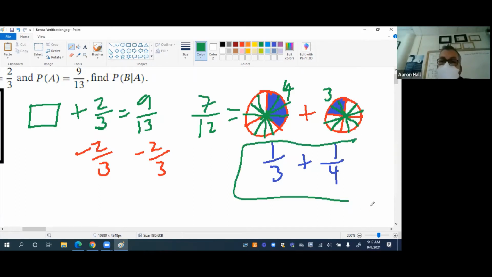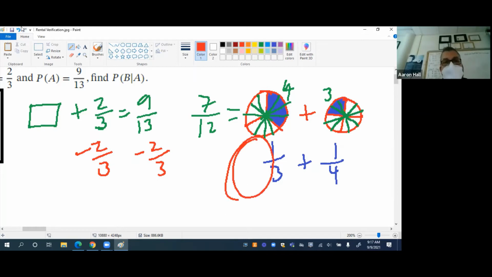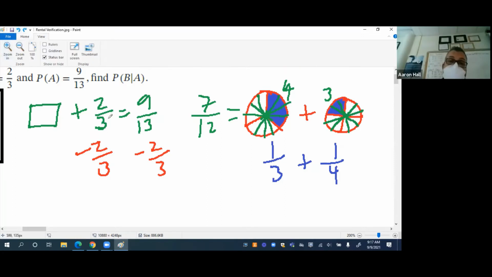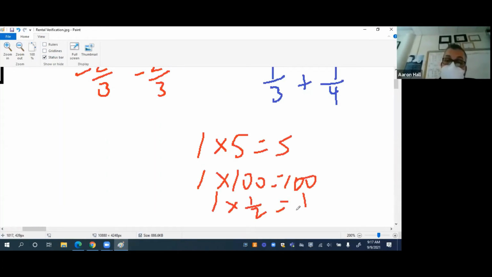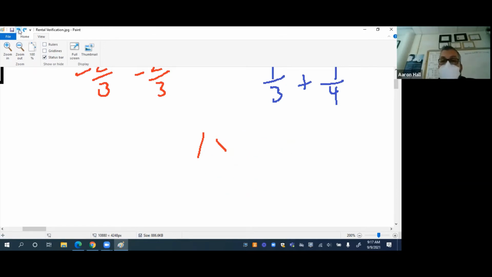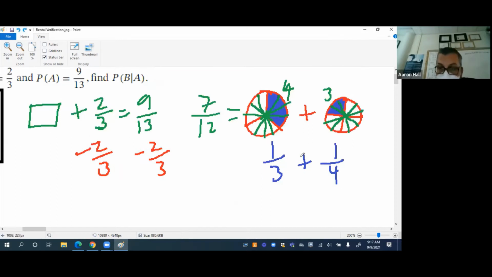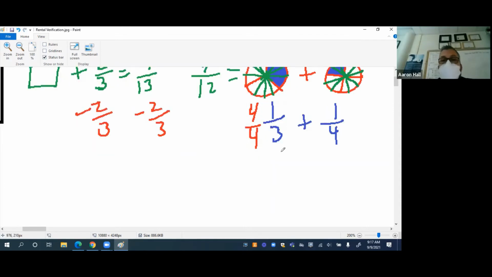How do we do that algebraically? Yeah, so how do we make this 12 over here? Yeah, we're multiplying by 1. And the cool thing about multiplying by 1 is it doesn't change the quantity. 1 times 5 is 5, 1 times 100 is 100, 1 times 1/2 is 1/2. We are not changing the quantity at all. So I'm going to multiply by 1 in the form of 4/4. Isn't that 1? Okay, so if I multiply those, does that give me 4/12?